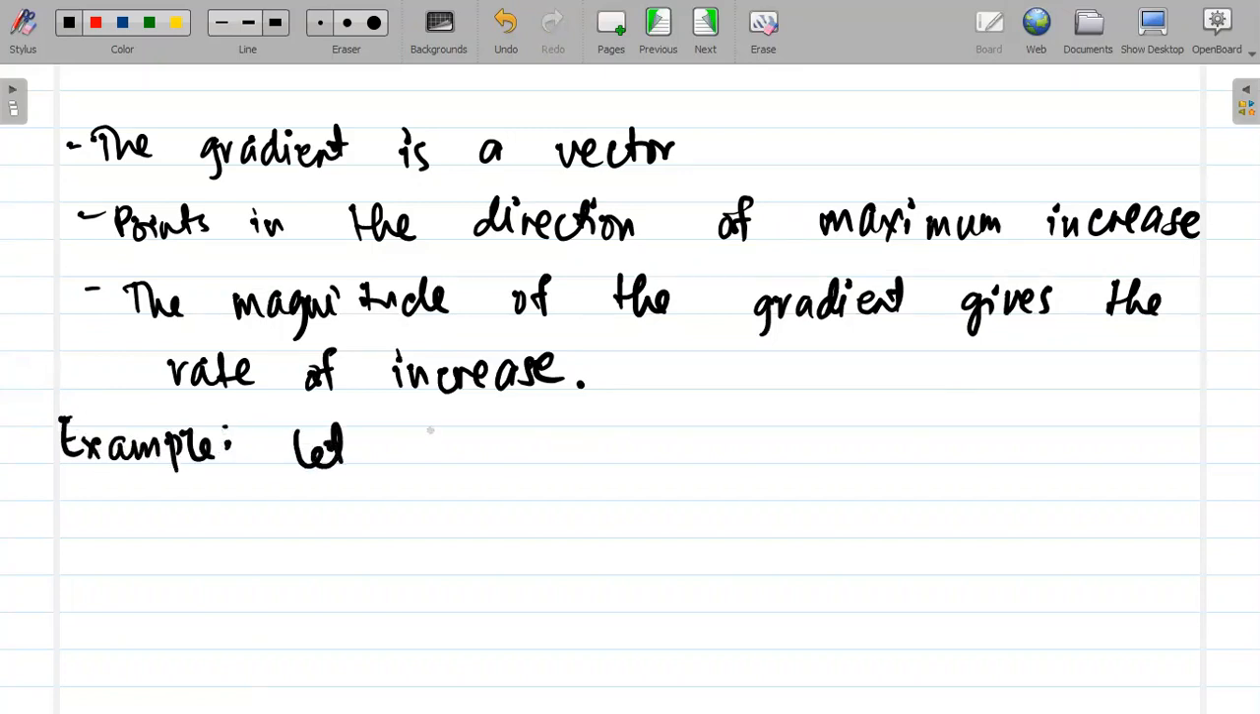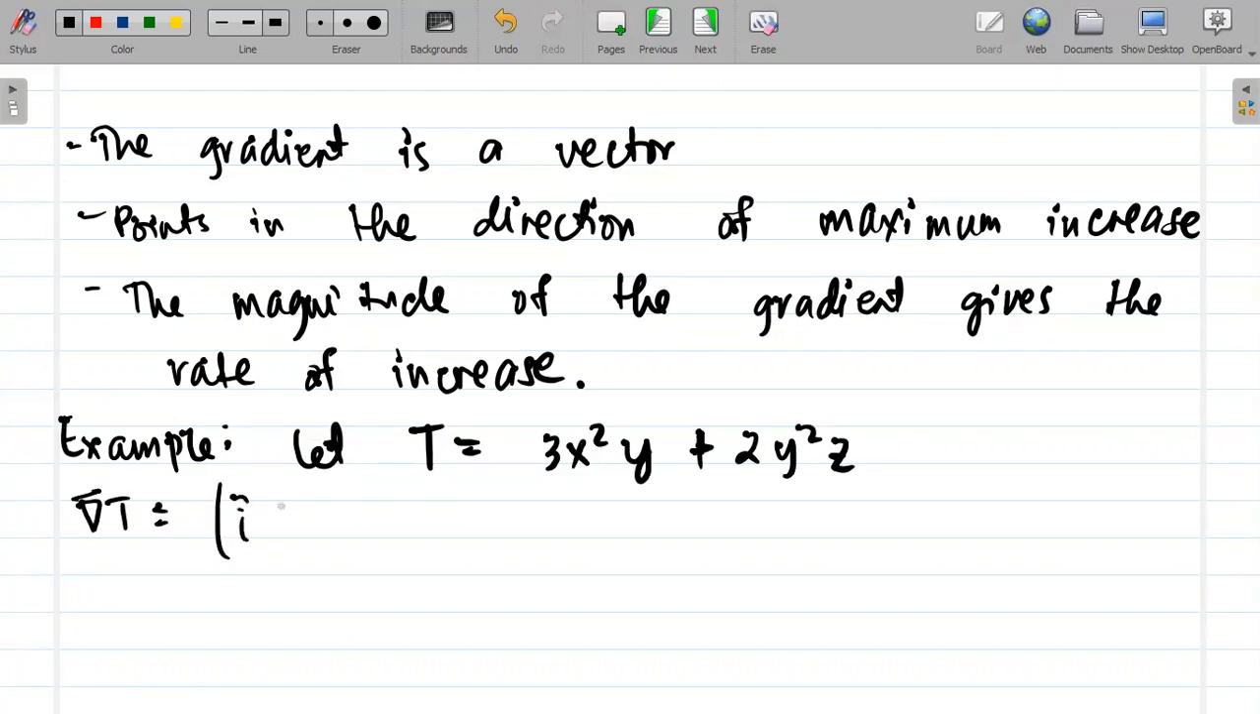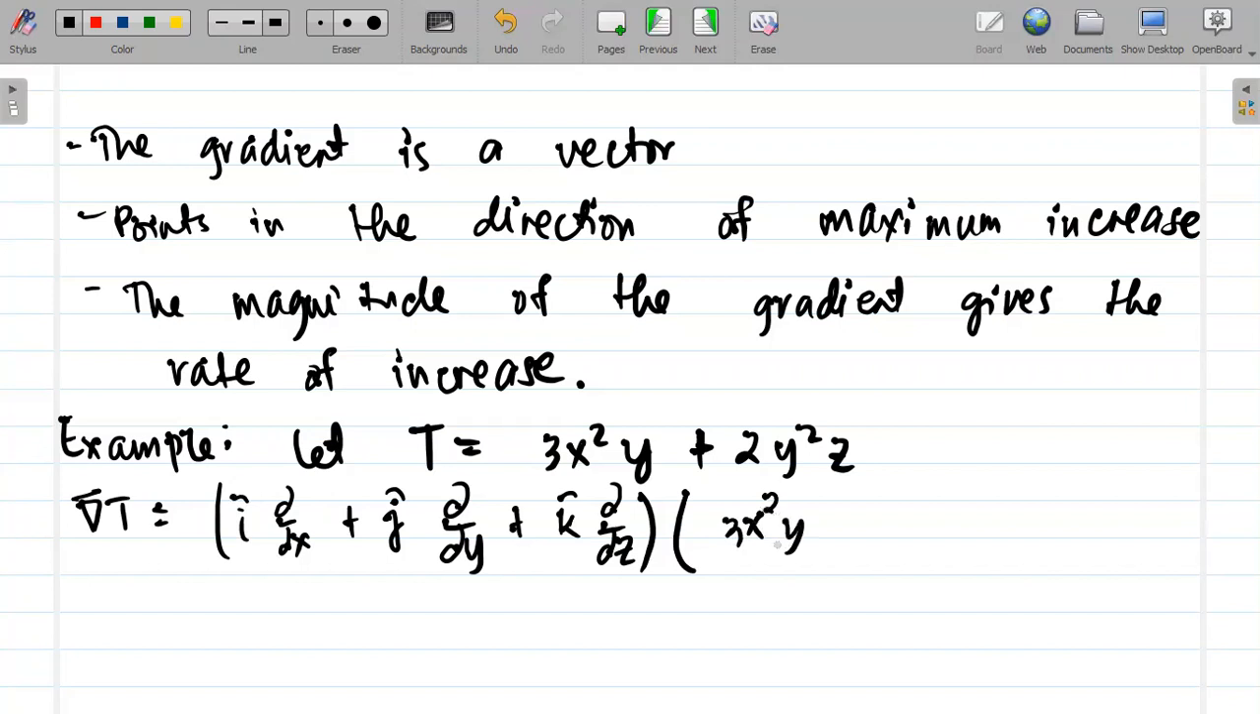Suppose we let the scalar t equal 3x squared y plus 2y squared z. So class, what's the gradient of t? That is, i hat partial x, I'll just put it on the left side, it's the same anyway, plus j hat partial y plus k hat partial z of 3x squared y plus 2y squared z.